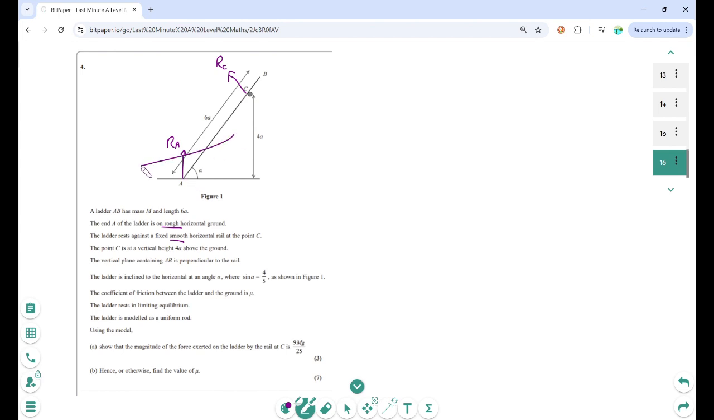And the ladder is trying to fall down, right? It's trying to slip like this. So that means friction is going to act against it. So we're going to have friction going like this. And then, of course, we need the weight of the plank. So let's see what they said.